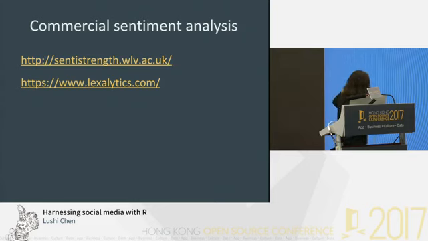And you can also use the service from Lexalytics. Besides analyzing the word sentiment, they also analyze the sentence structure. So the Lexalytics service is supposed to be more accurate than using the sentiment word list only, but they charge a very high price for that. For the commercial price, it's like $1,000 a month.